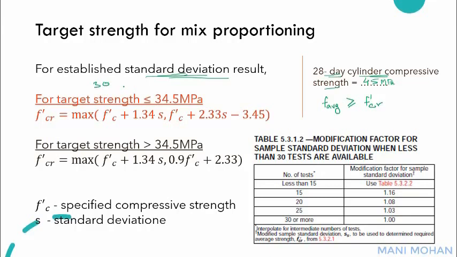This sample standard deviation is used to determine the target strength as per table 5.3.2.1, page number 69 of ACI 318.11. So this formula is given like for target strength less than equal to 34.5 megapascal. Formula is given as maximum of the specified compressive strength plus 1.34 times standard deviation, or specified compressive strength plus 2.33 times standard deviation minus 3.45.